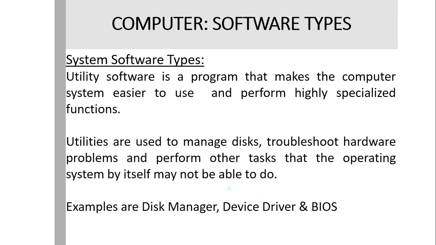Utility software, which is the third category of system software, is a program that makes the computer system easier to use and perform highly specialized functionalities. Utilities are used to manage disk, troubleshoot hardware problems, perform other tasks that the operating system by itself may not be able to do. Examples are disk manager, device manager, and BIOS, that is basic input output system.